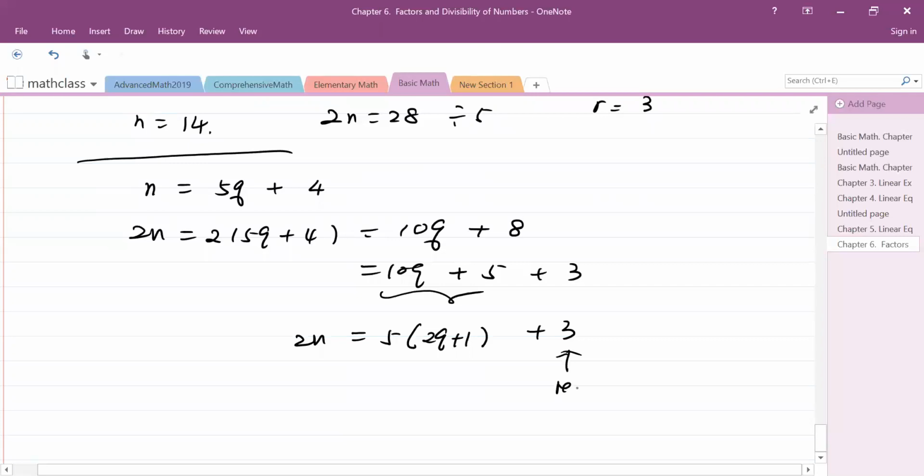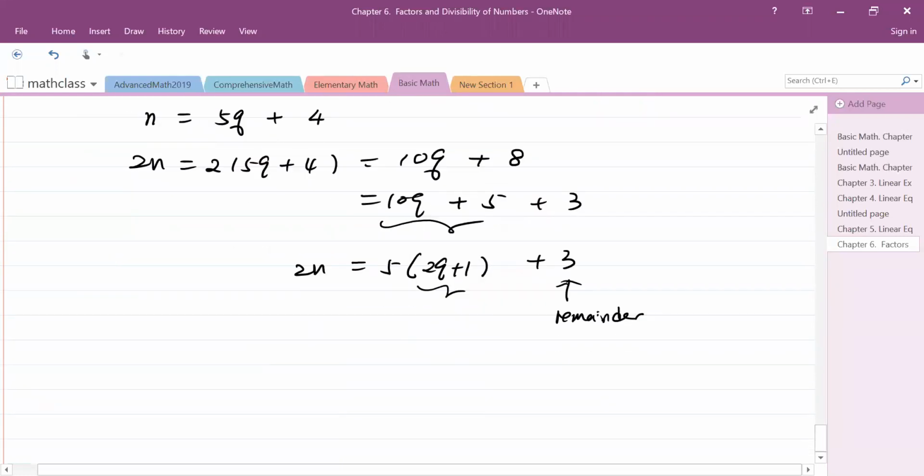So this will be the remainder, always the remainder. We gave the proof. The remainder is always 3. You can even get a formula for the new quotient. It's going to be 2q plus 1. If the original quotient is q, then the new quotient will be 2q plus 1. So this is true in general. Okay, so we proved this.